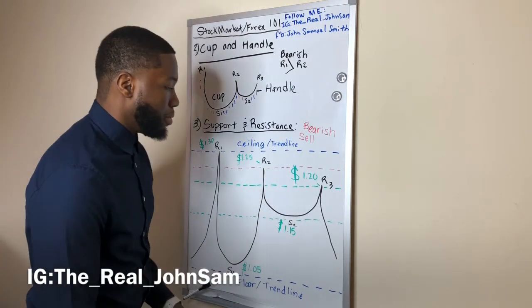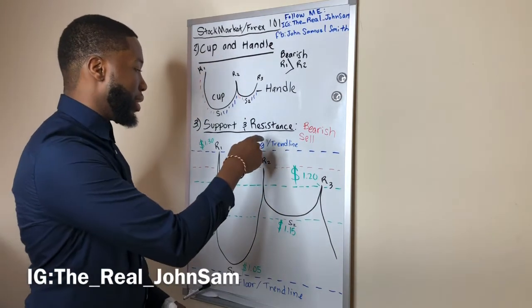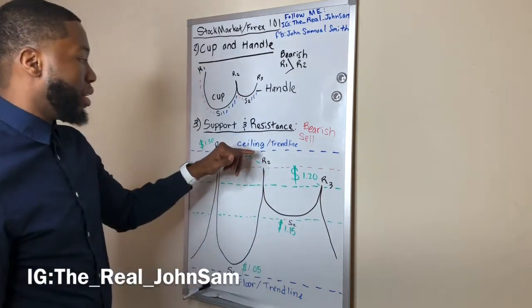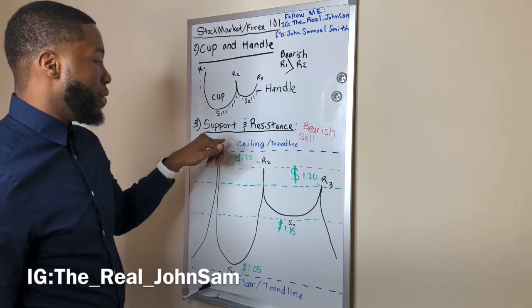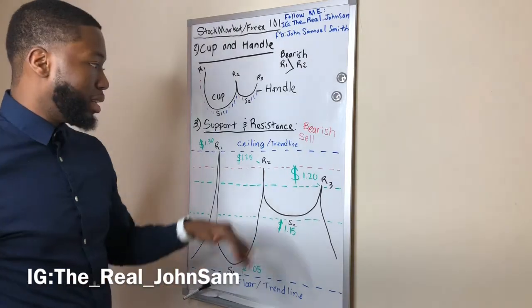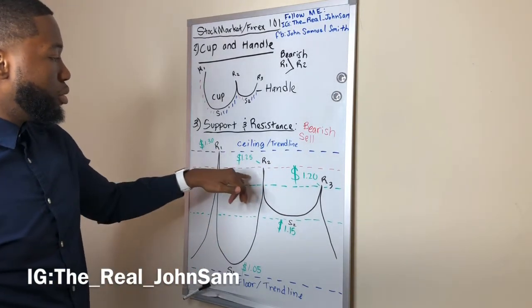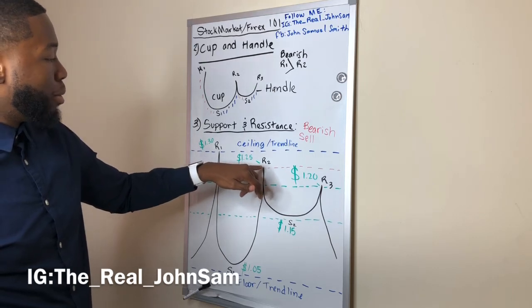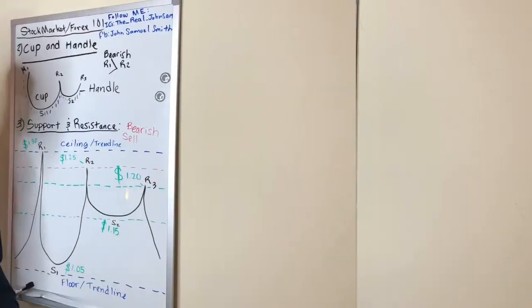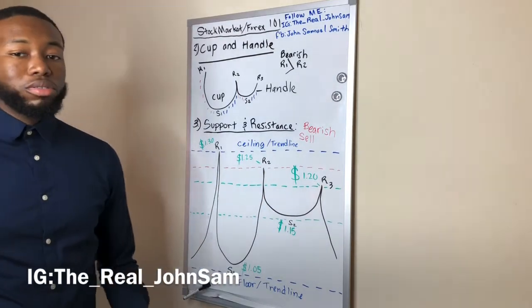If R2 was to break the ceiling and go higher than R1, then it would be considered a bullish buy signal. But this is a bearish sell signal because R2 was lower than R1. This is a bearish sell signal.